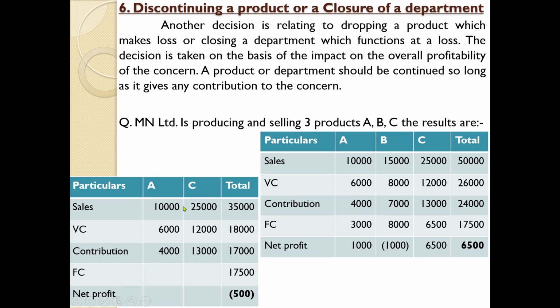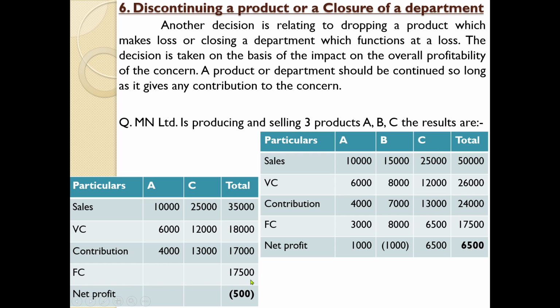Here we removed B, and the details of product A and product C are given. A is 10,000, variable cost 6,000, so the contribution is 4,000, and for C it is 25,000, 12,000 and 13,000. And remember, total fixed cost is 7,500.